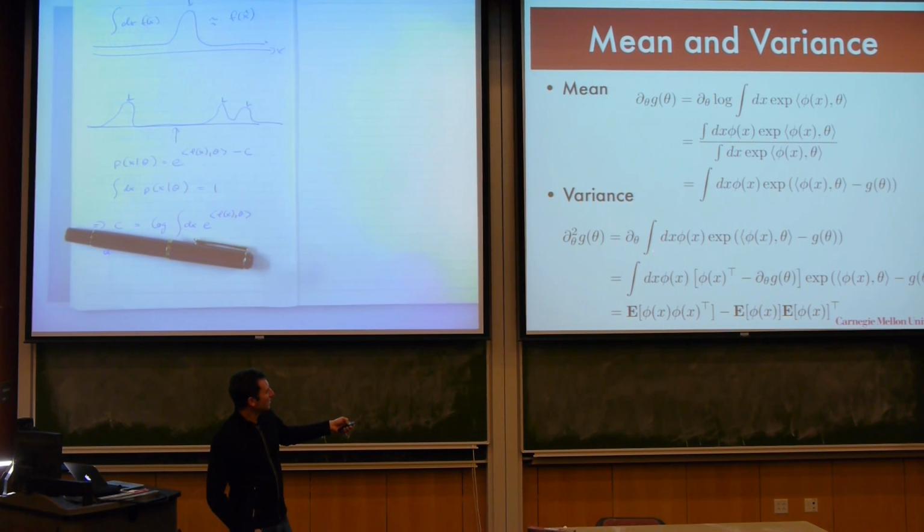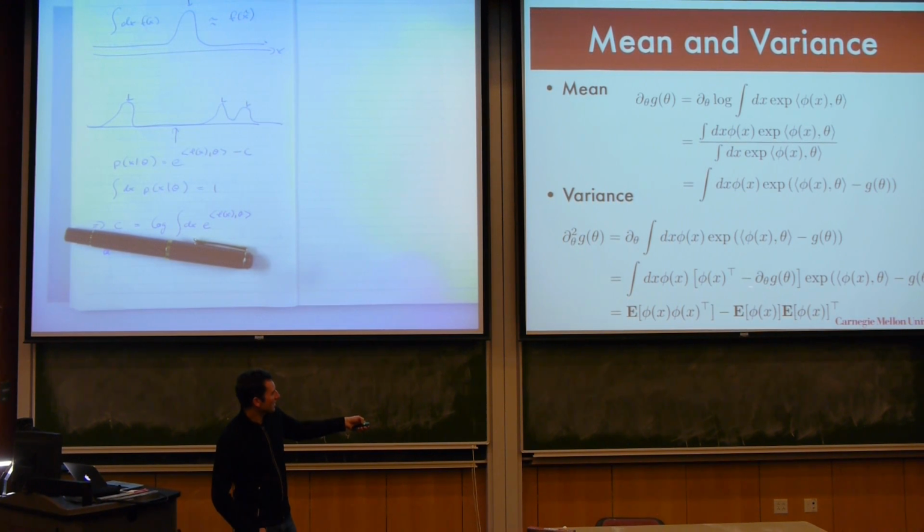Okay, good. So what is it? d theta of the integral dx of phi of x e to the phi of x theta minus g of theta. Now we just apply to the exponential. So we have these two terms. We already know what we're getting here, because we just proved that. We proved that this is the expectation of phi of x.